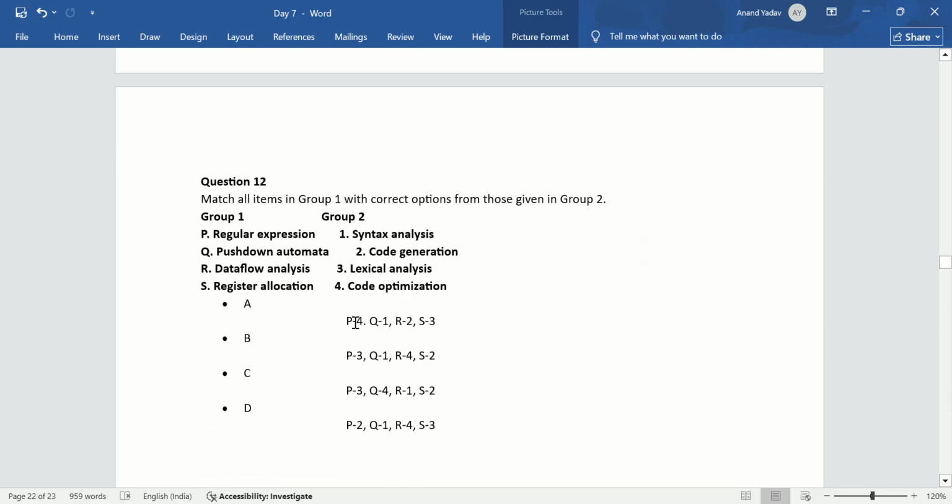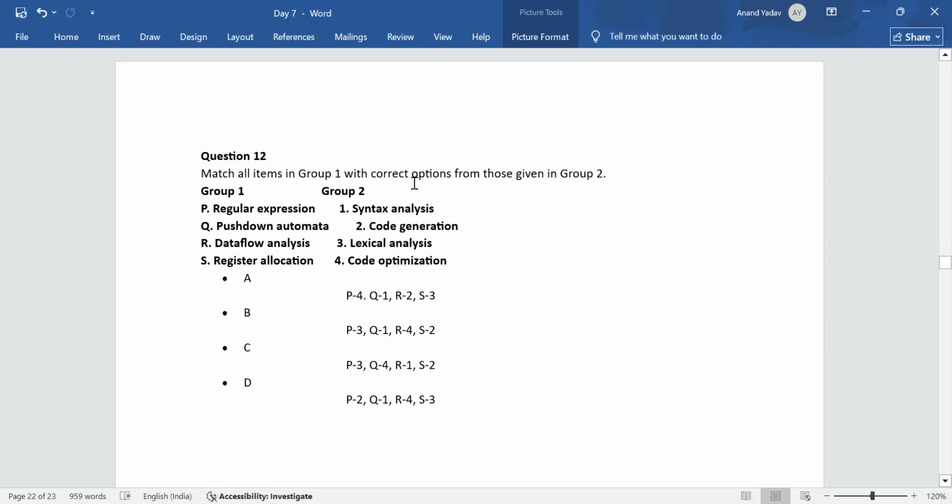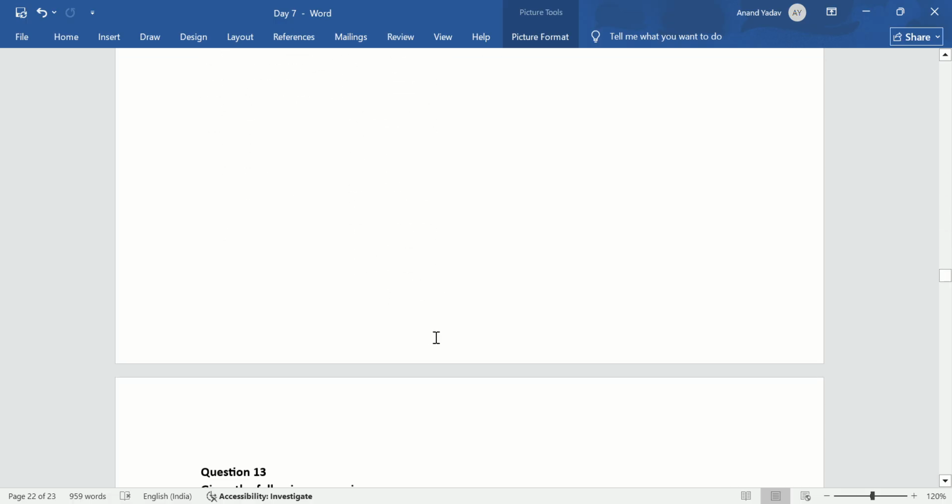Now next one is question 12. Match the following: regular expression, lexical analysis, pushdown automata, syntax analysis, data flow analysis, code optimization, register allocation, code generation. So for this question, option B is correct.